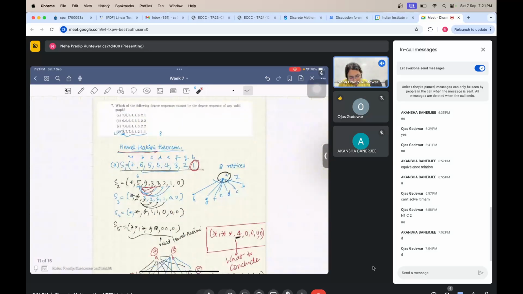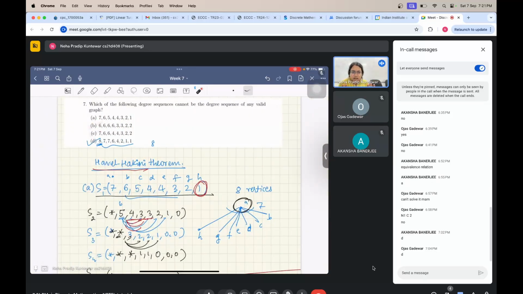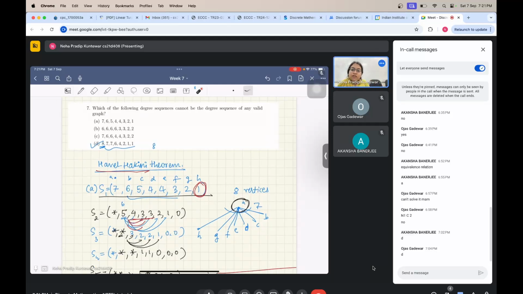For the rest of them, you can try this out yourself and check if it's a graphic sequence or not. And about the proof of this theorem, that was not covered in the course, but you can try this out on your own. Maybe I'll just ask out of curiosity, how would you approach proving a theorem like this?